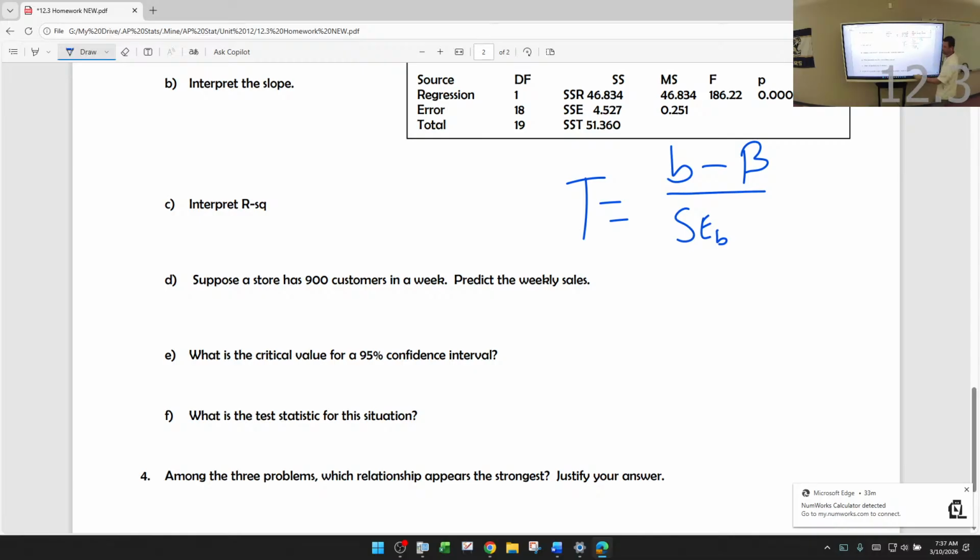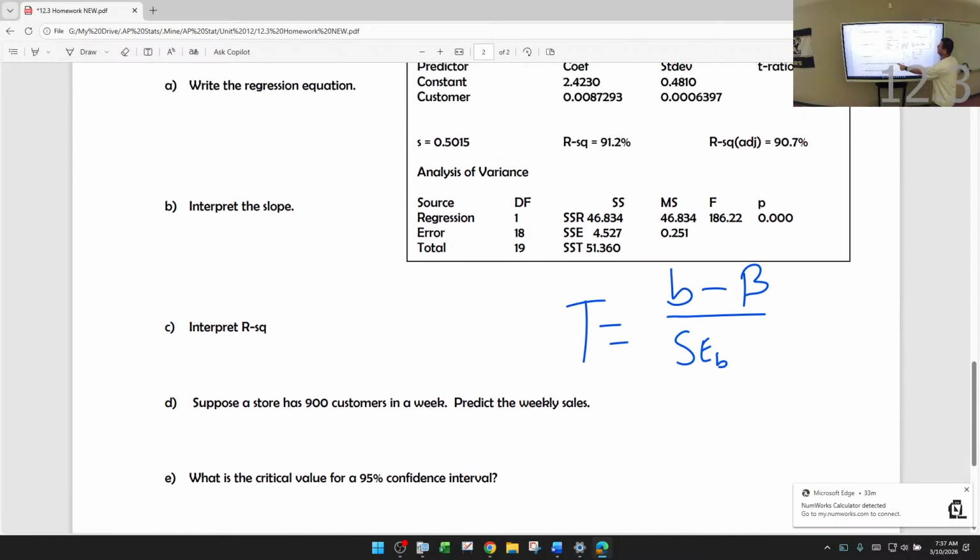Sorry, I've got to move it down a little bit. That number right there. So really, it's this divided by this that gives you the t critical value, and then you're going to have to turn the t critical value into the p-value.